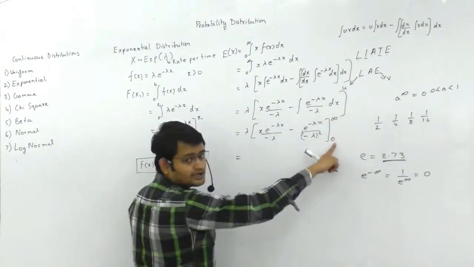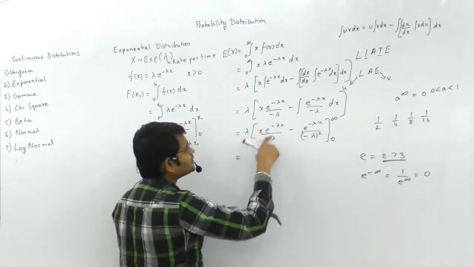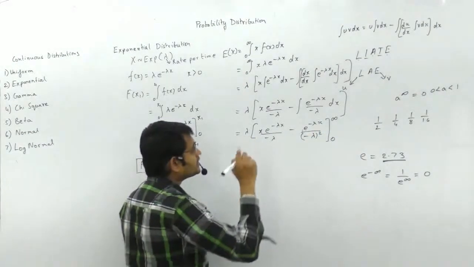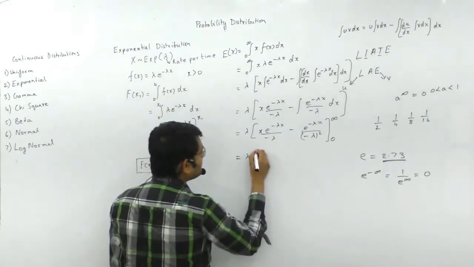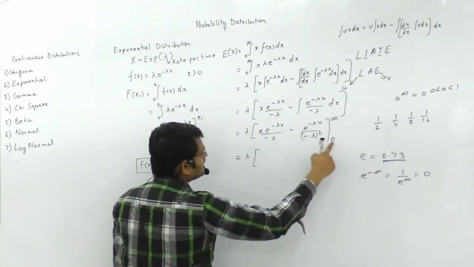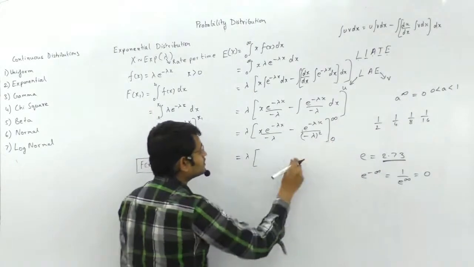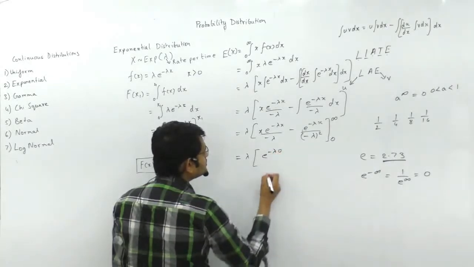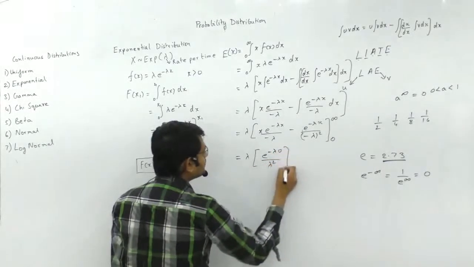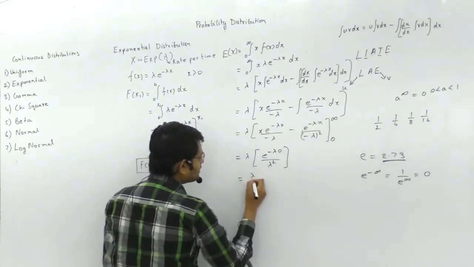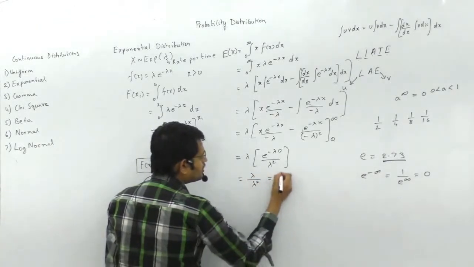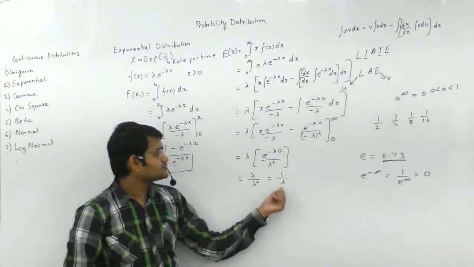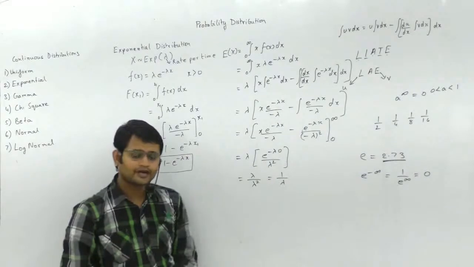When I put x equals 0 here, this particular term becomes 0. And when I put x equals 0 here, I get 1. So I get lambda minus, and then I'll have a negative for the lower value, so I get a positive value, e raised to minus lambda 0 upon lambda square, which is lambda upon lambda square, or 1 by lambda. So this becomes our expected value of the exponential distribution, that is nothing but 1 by lambda.